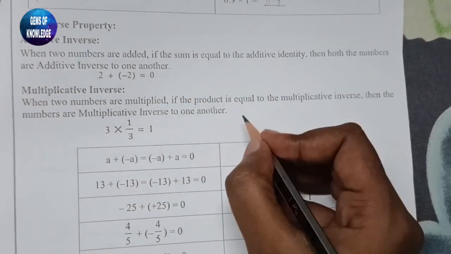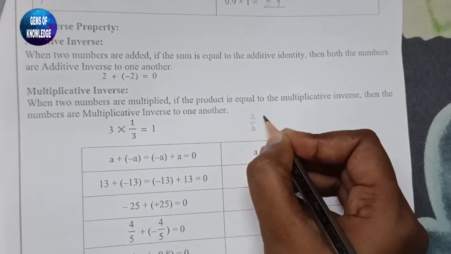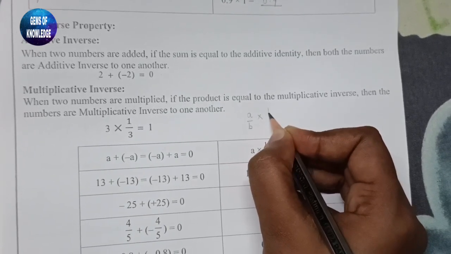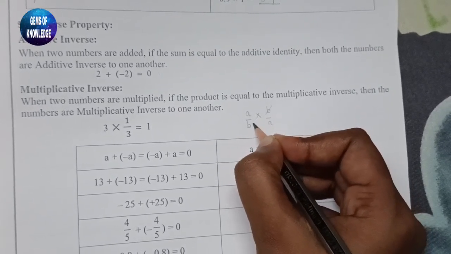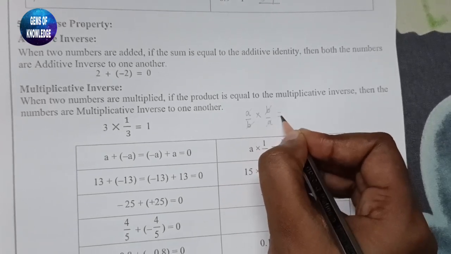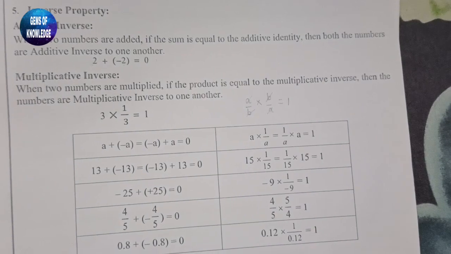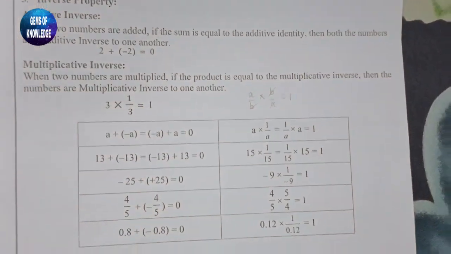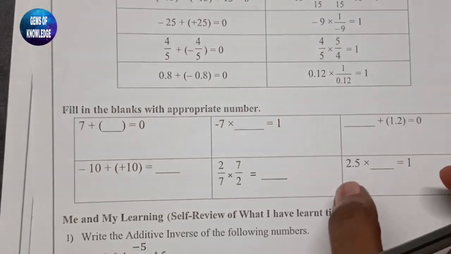In the multiplicative inverse, the number will be reversed. That is, if your number is a by b, then in case of multiplicative inverse it should be b by a, because this b and this b must be cancelled, this a and this a must be cancelled. You should be left with 1 itself. Okay, this is your multiplicative inverse. So let us move to the questions part, which is given here.